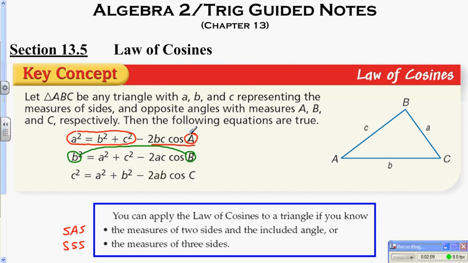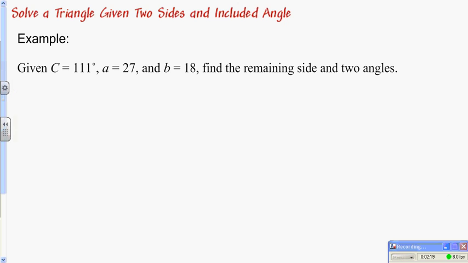Alright, now this is meant to be used when we don't have an angle and its opposite side, so you'll see how this is pretty helpful. We have an angle, C, and two sides, but we don't have little c. So we do not have an angle and its opposite side, so we cannot use law of sines. So we're going to use law of cosines. Since they give us angle C, we're going to use this equation.